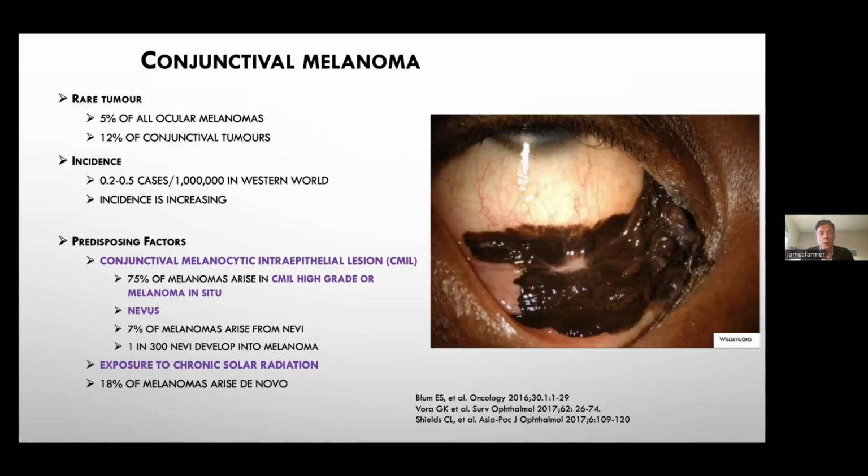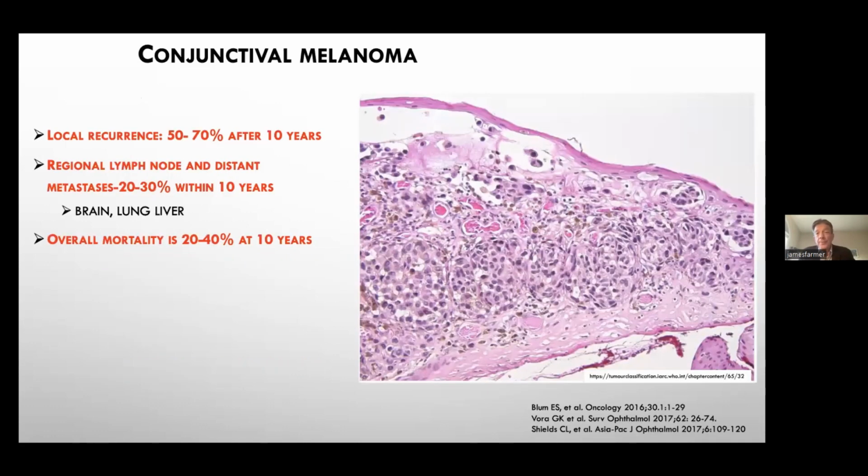A small number arise in nevi. About 1 in 300 cases of nevi will develop into a melanoma, and about 18% arise de novo, just as a nodular melanoma would on the skin. But this is a pretty devastating tumor with a recurrence rate that is up to 50% after 10 years. It's regional lymph node and distant metastasis with an overall mortality of 20 to 40%.